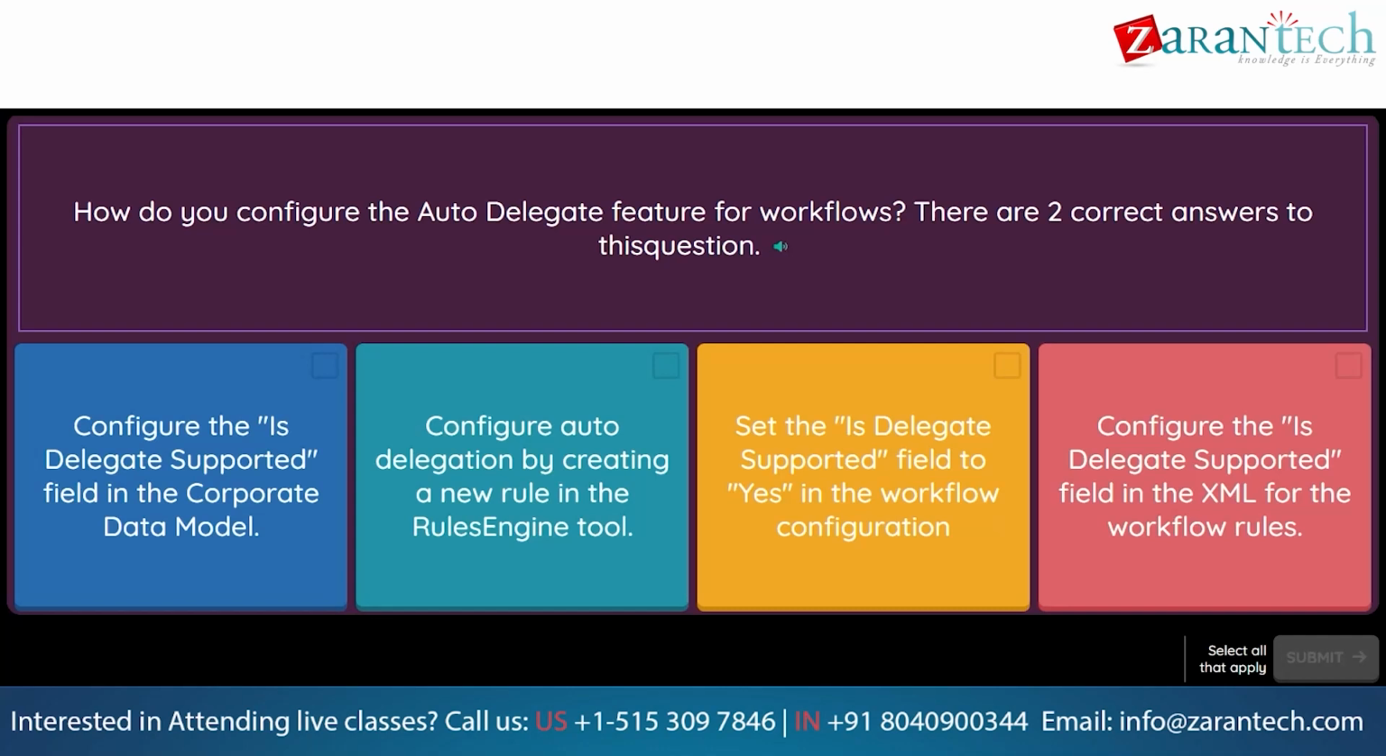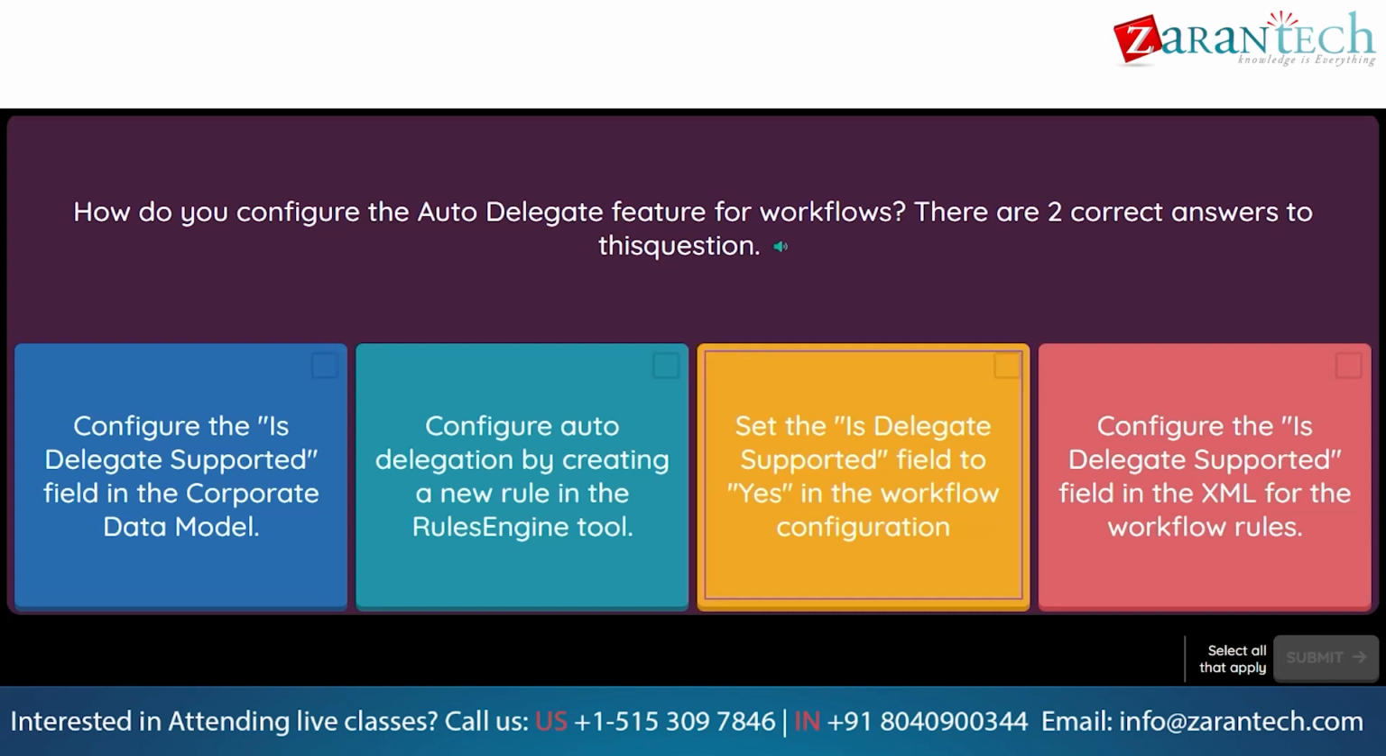Question: how do you configure the auto delegate feature for workflows? There are 2 correct answers to this question. Option 1, configure the is delegate supported field in the corporate data model. Option 2, configure auto delegation by creating a new rule in the rules engine tool. Option 3, set the is delegate supported field to yes in the workflow configuration. Option 4, configure the is delegate supported field in the XML for the workflow rules.